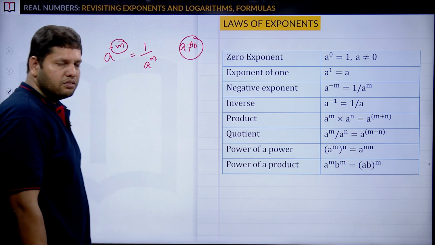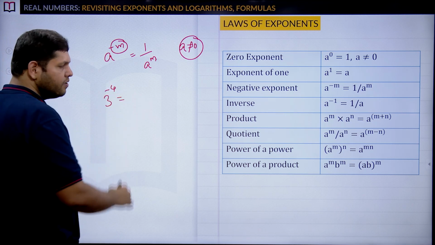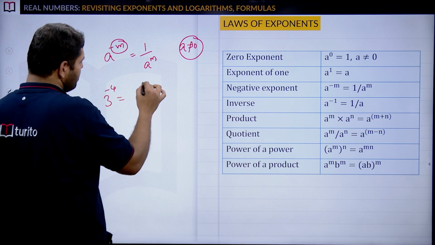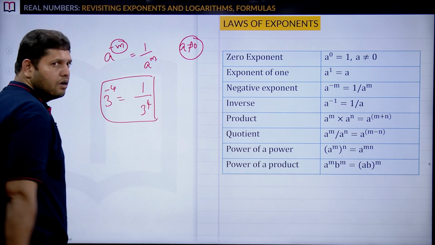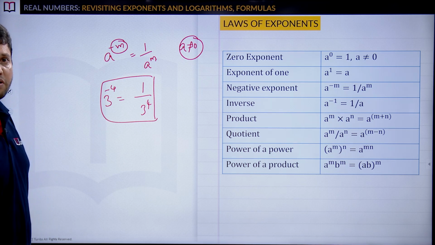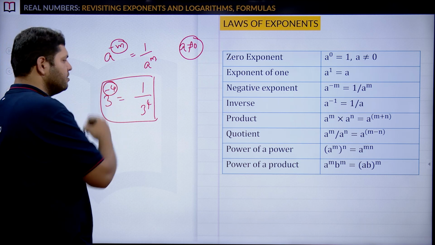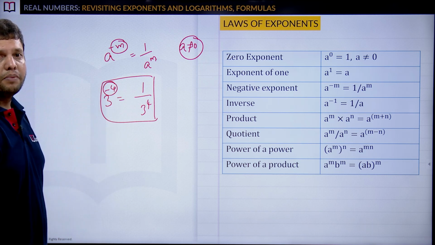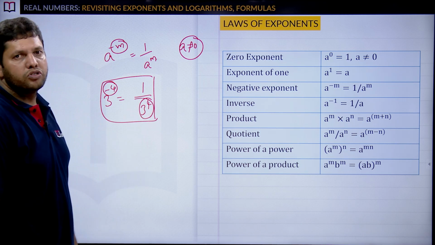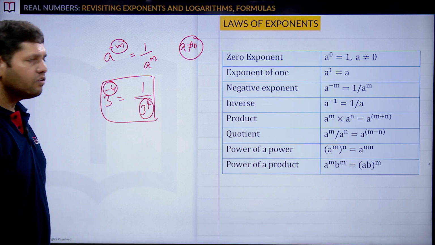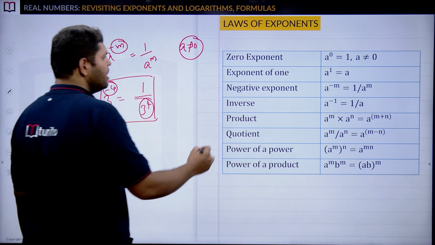I'll give an example, children, just listen here. I am taking 3 to the power of minus 4. How can we write 3 to the power of minus 4? We can write it as 1 by 3 to the power of plus 4, isn't it? So whenever you get a negative exponent, the base should be in the reciprocal and the exponent will be converted to a positive. So 3 to the power of minus 4 we can write as 1 by 3 to the power of 4. So it is called a negative exponent.